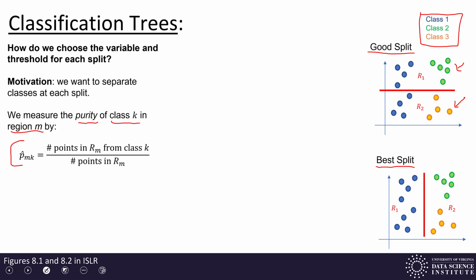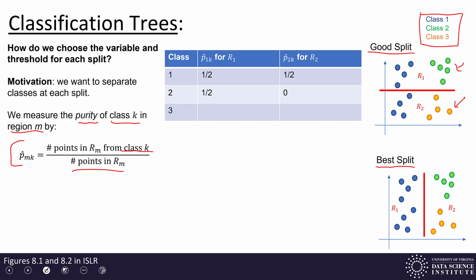And so let's think through this formula. So for a region, we look at the number of points in the region that are from class K over the total number of points in the region. So let's look at some examples. So right here we have class 1. So this table fills out, here are our classes. It fills out to provide all the purity for all the classes in region 1, which is here, and then region 2, which is there.